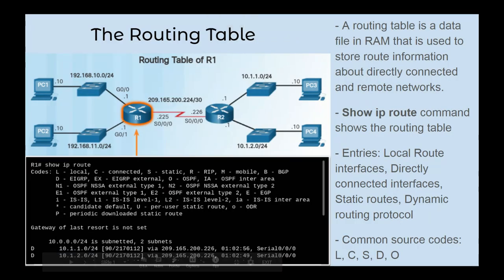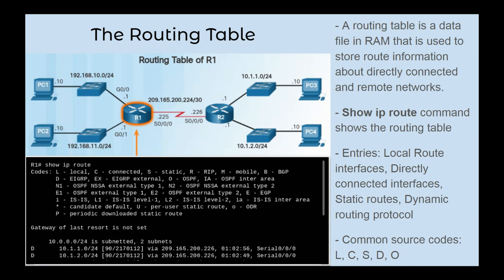The routing table of a router stores information about directly connected routes, which are routes added when an interface is configured with an IP address and is activated, and remote routes, which are routes that can either be statically configured or dynamically learned through dynamic routing protocols.